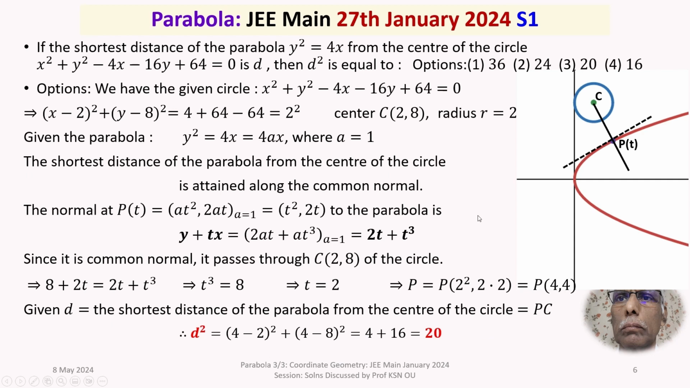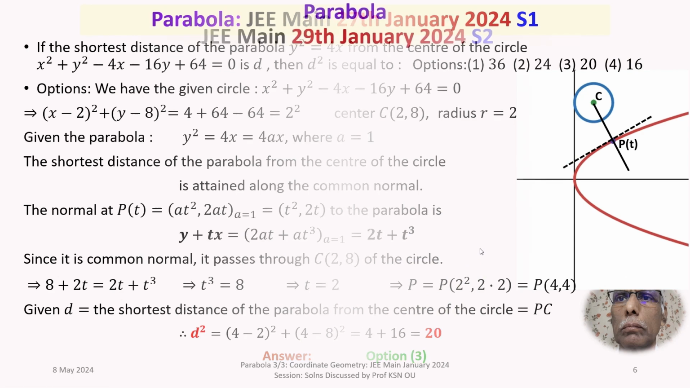Let's look at our options. Options are here. And d square is equal to 20 appears at option 3. Therefore, the answer to this question is option 3. That is the detailed discussion of the solution of this problem, and it is definitely a simple question. Let's now move to the next question.